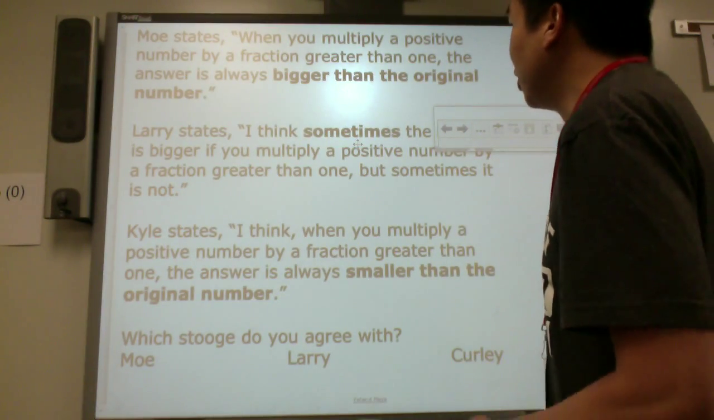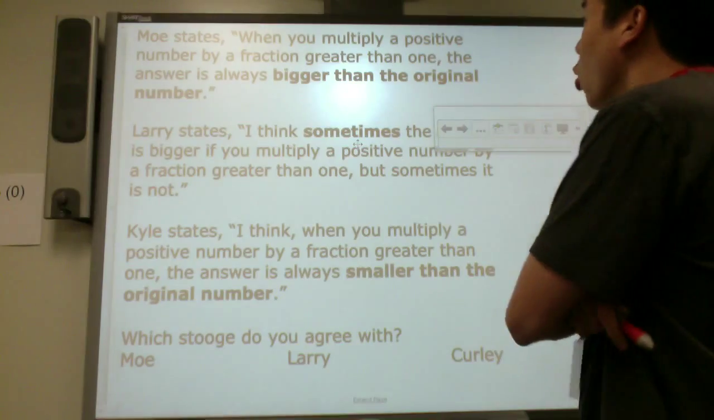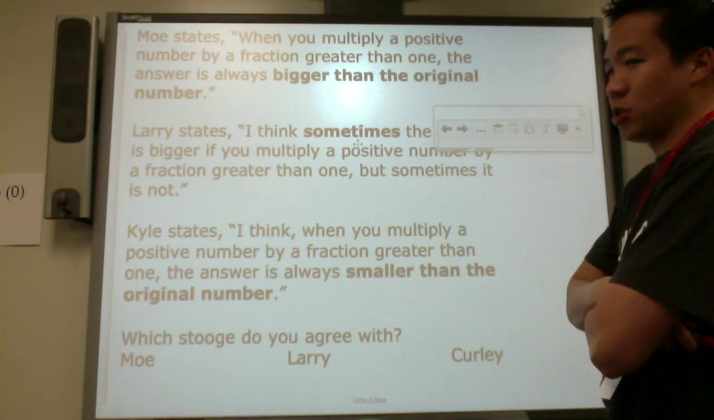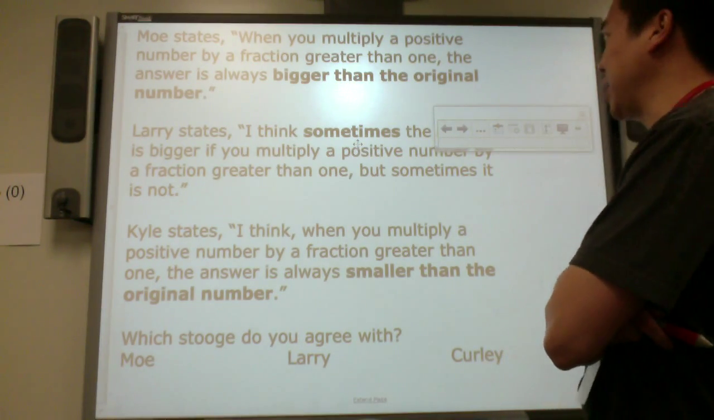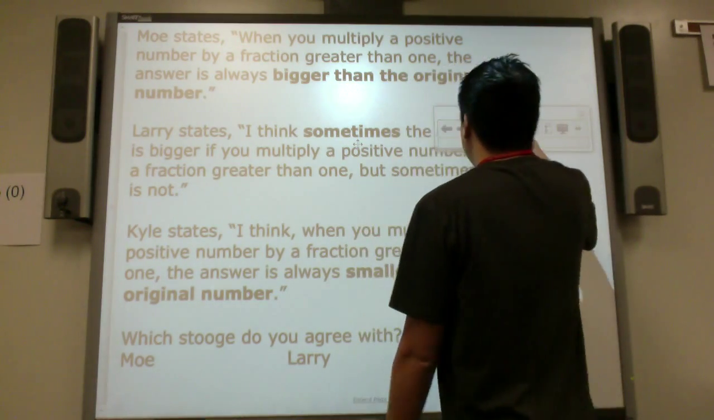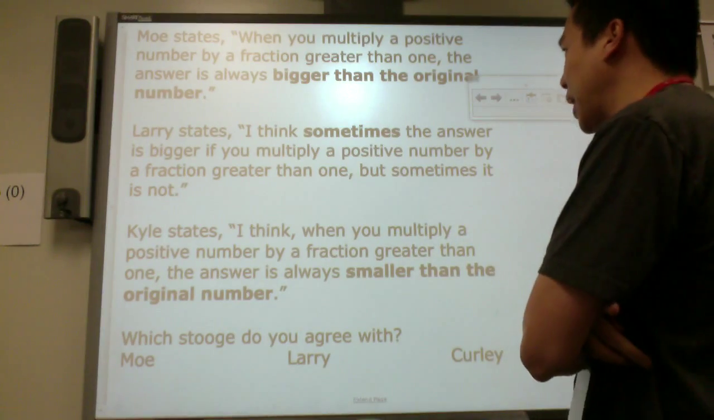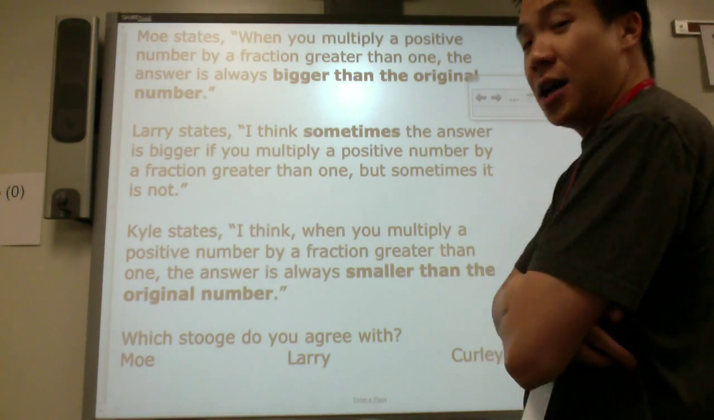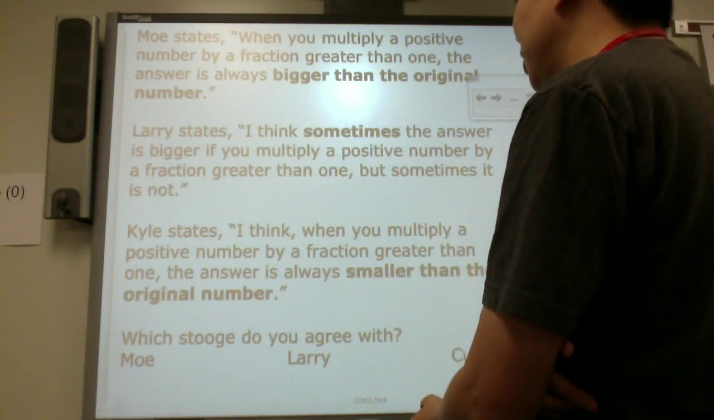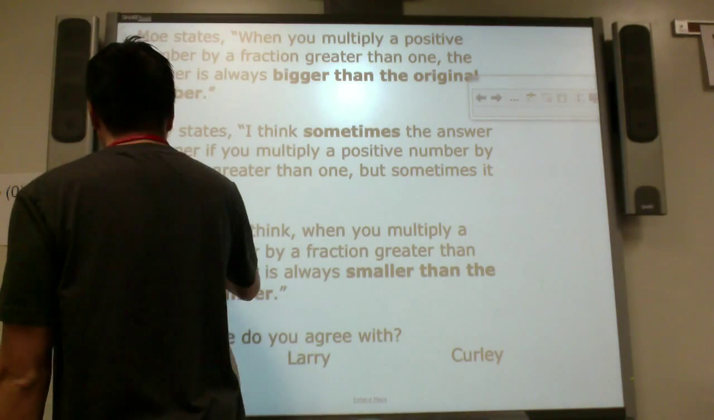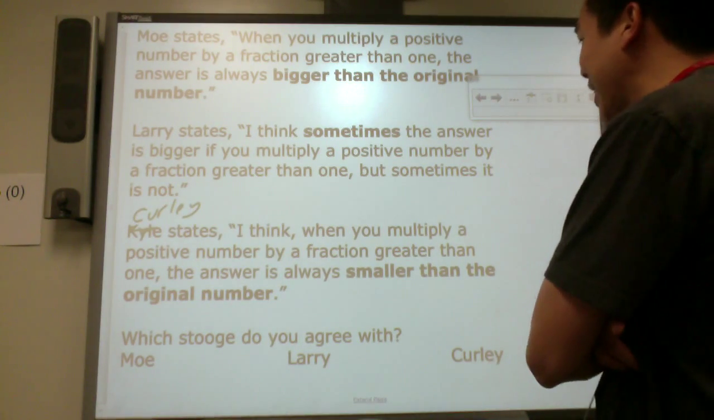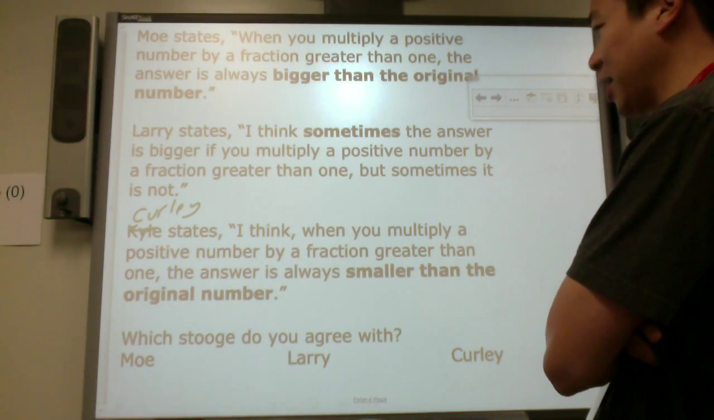All right, so Moe says when you multiply a positive number by a fraction greater than 1, the answer is always bigger than the original number. Larry states, I think sometimes the answer is bigger if you multiply a positive number by a fraction greater than 1, but sometimes it's not. So sometimes it does work, sometimes it doesn't. And Curly states, I think when you multiply a positive number by a fraction greater than 1, the answer is always smaller than the original number.